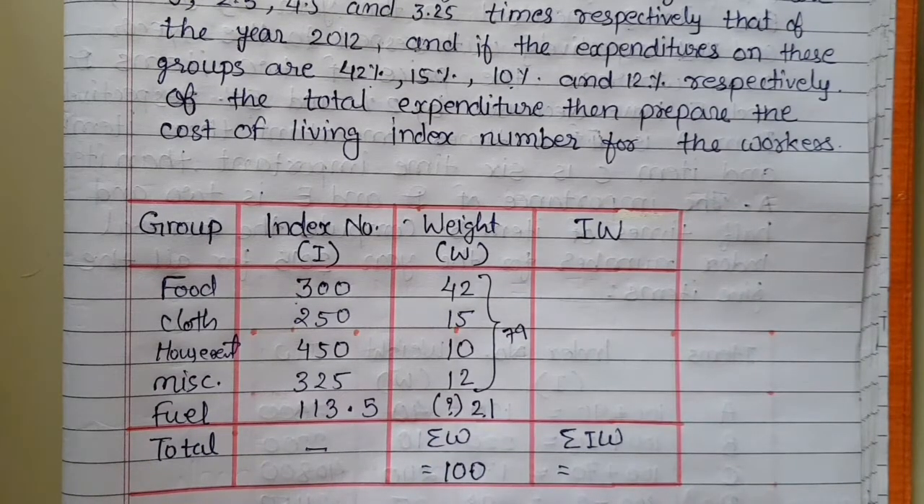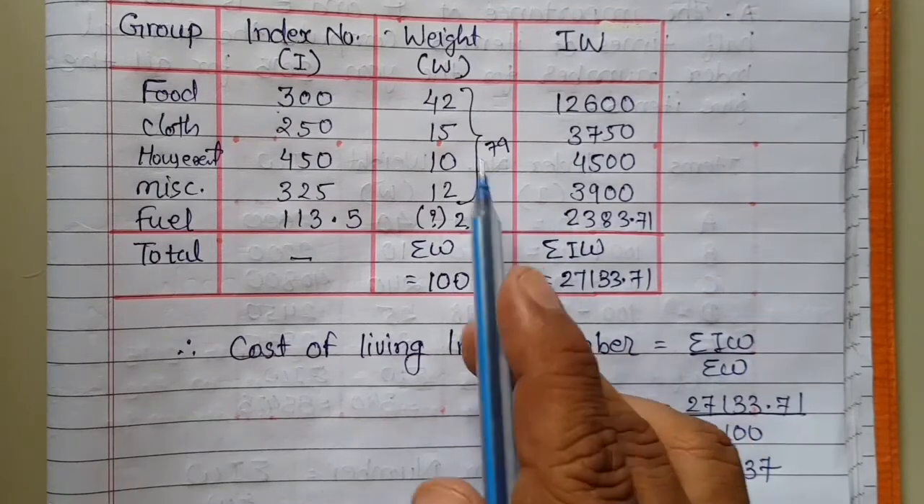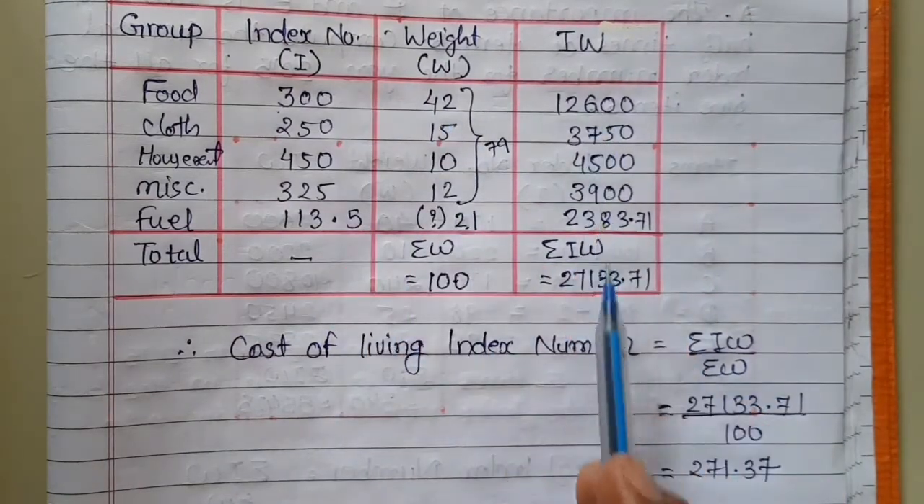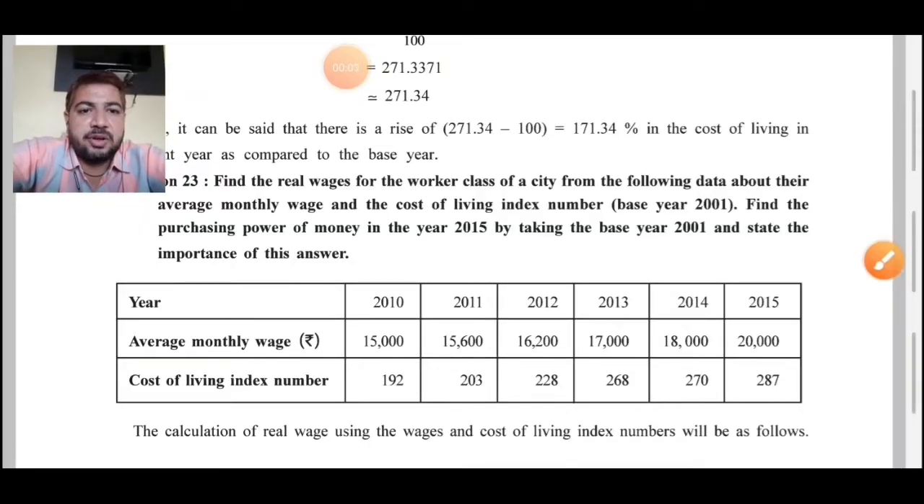Now you can easily calculate the sum. We just have to multiply I and W. So friends, you can see here I have multiplied I and W and made the total and found the cost of living index number. Friends, here we have one more important question, illustration 23.